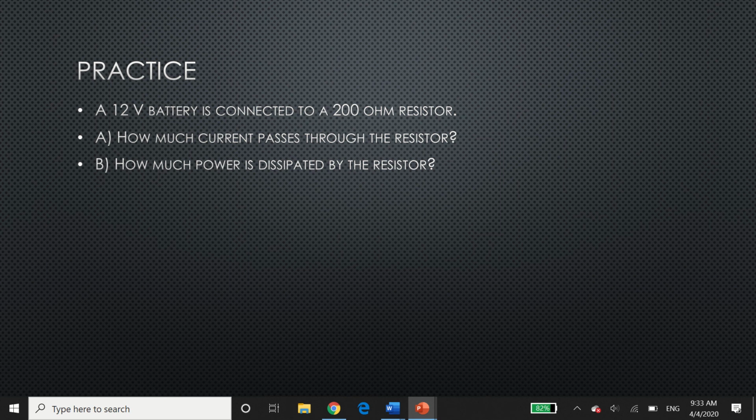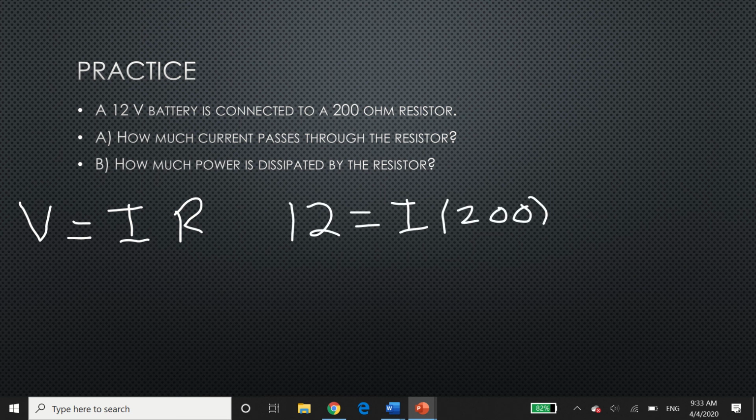So let's see, we have voltage and resistance. What equation uses voltage, resistance, and current? Remember, that's Ohm's law, V equals IR. So we're just going to do some pretty straightforward math here, right? We have our voltage, plug that in, and our resistor, 200. Solve for the current, and that gives us a current of 0.06 amps. So not a lot of current actually passing through the resistor there.